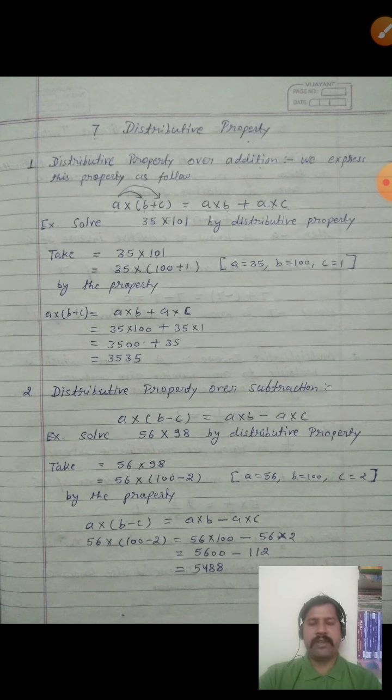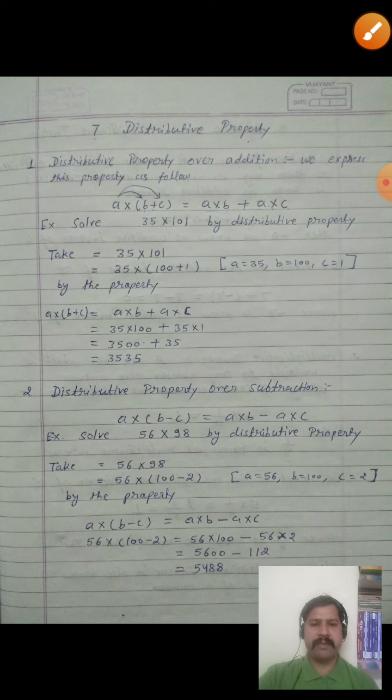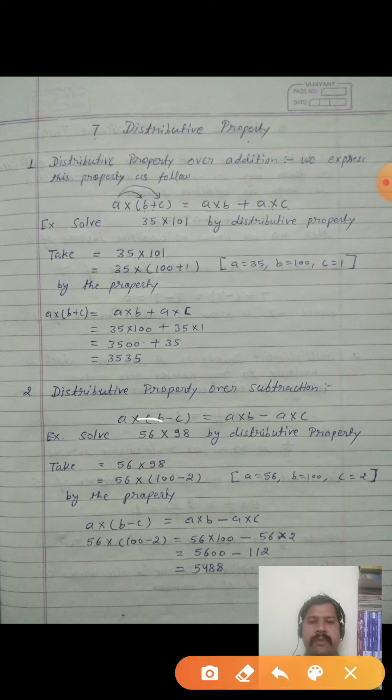Now we discuss the second part, distributive property over subtraction. According to this property, we express the mathematical expression as follows: a into (b minus c) is equal to a into b minus a into c. So it is known as the distributive property over subtraction. To explain this property, we again take an example. Solve 56 into 98 by distributive property.